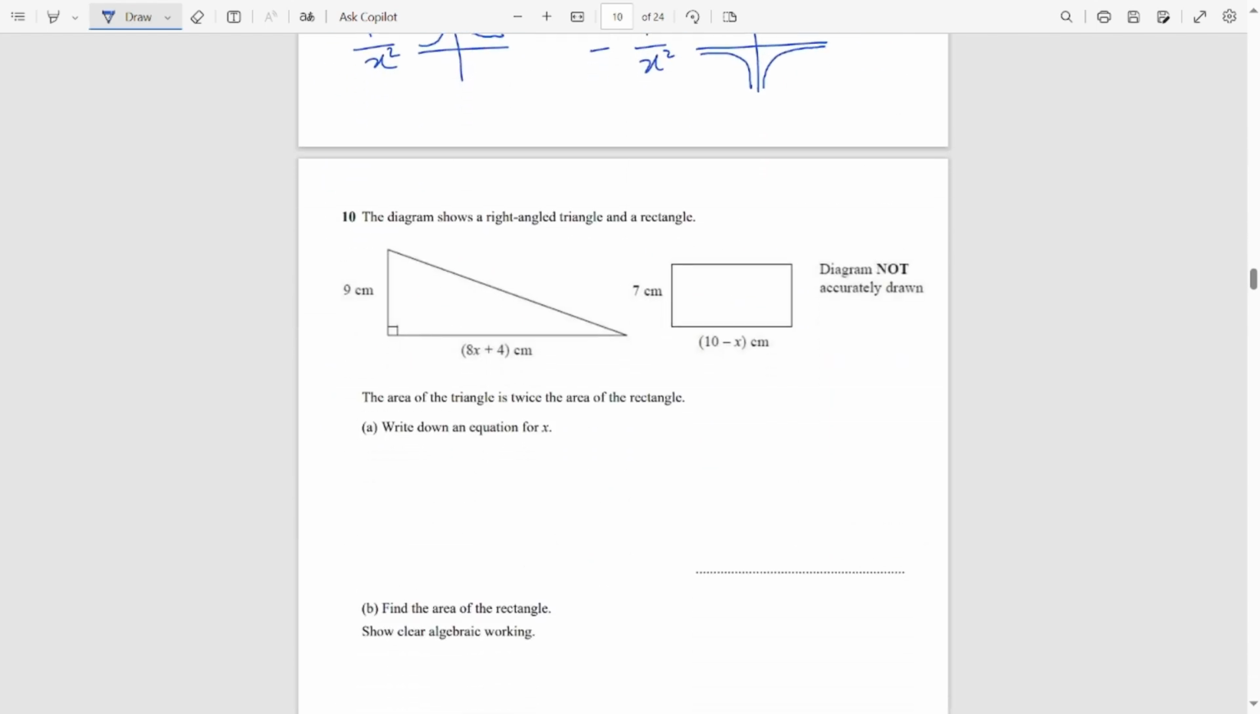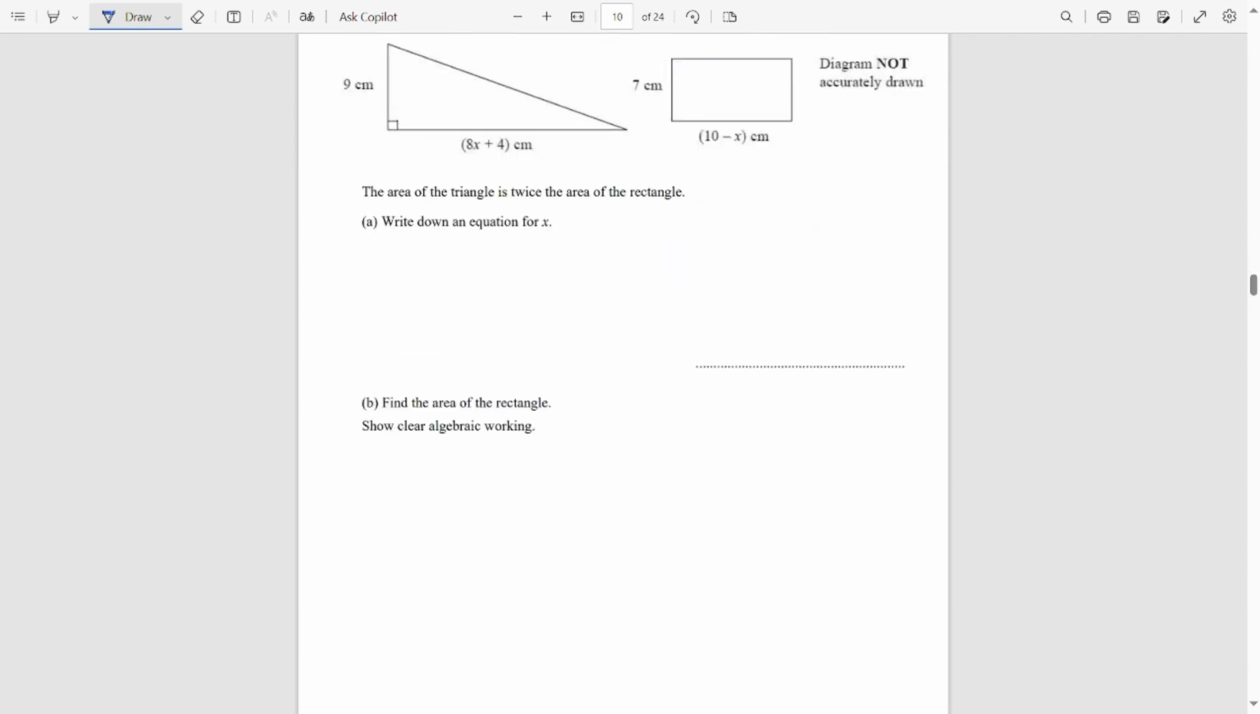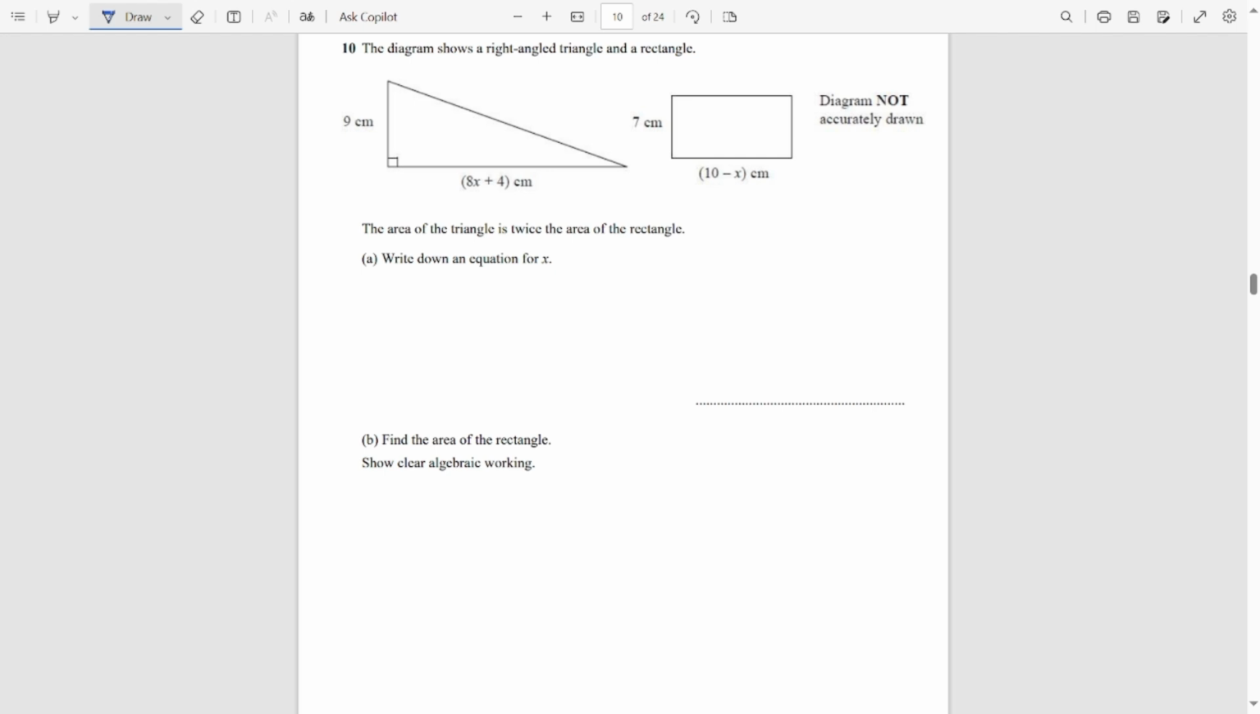Okay, on to question number 10. So here we have a diagram of a right angle triangle and a rectangle. The area of the triangle is twice the area of the rectangle. Write down an equation for x. Okay, so the triangle is twice as big. So what that means, this is twice as big. If I take the area of the rectangle, so that's just going to be length times width. So 7 times (10 - x).